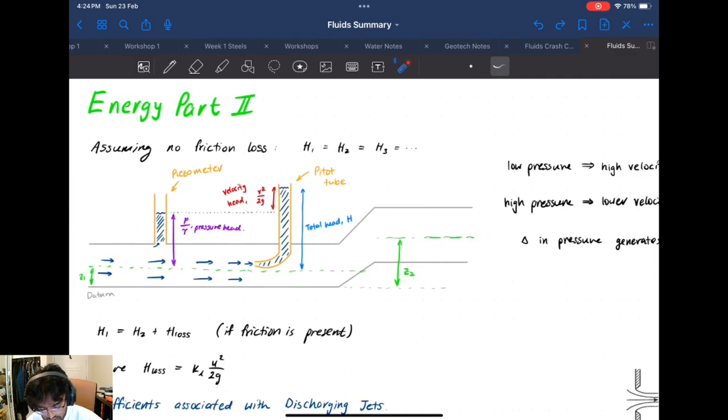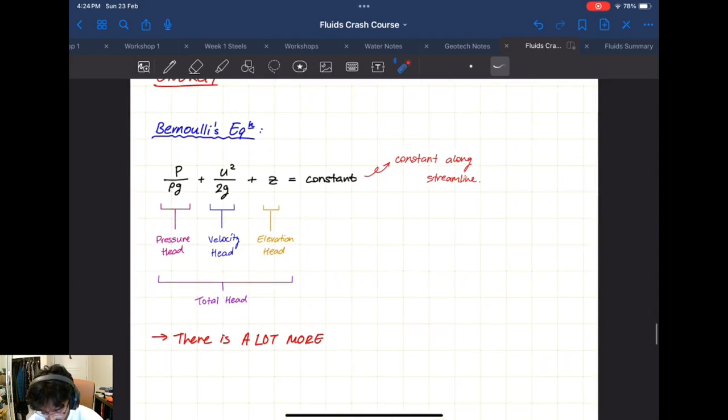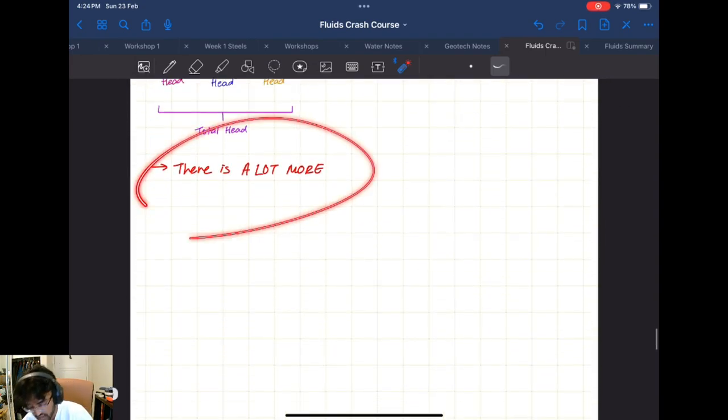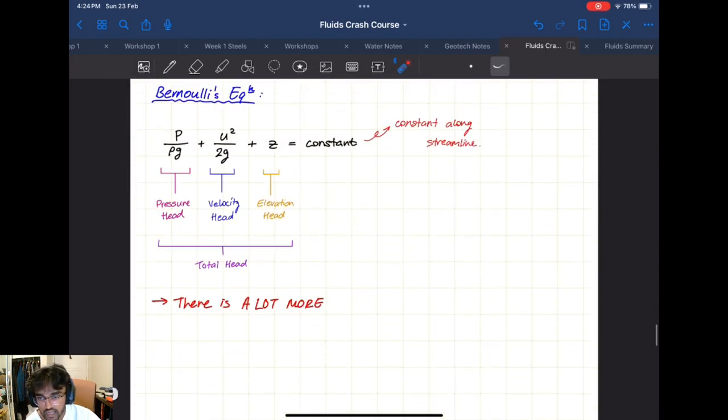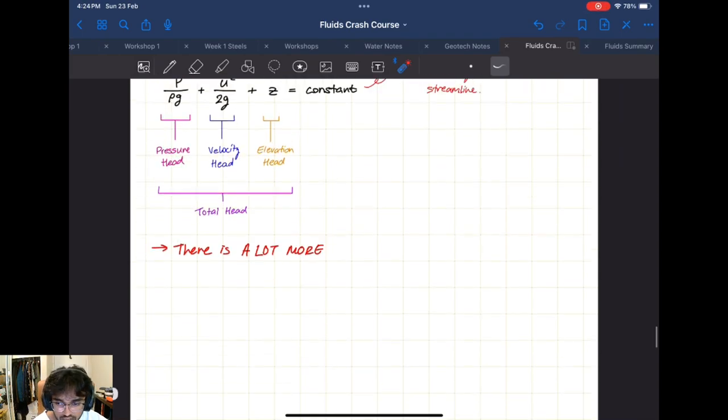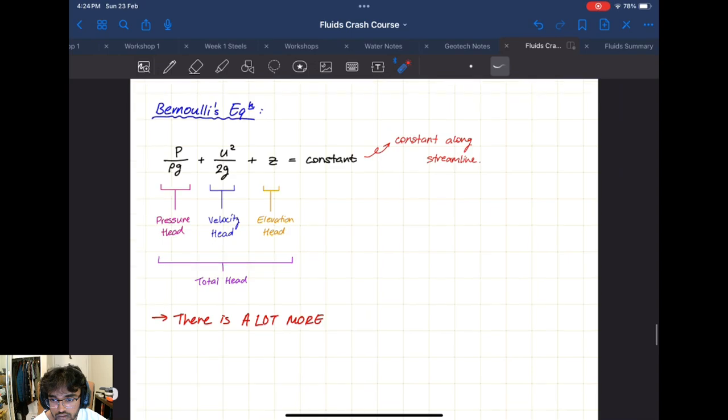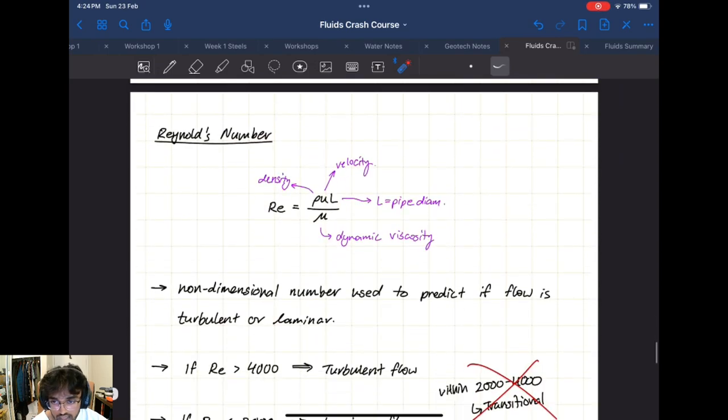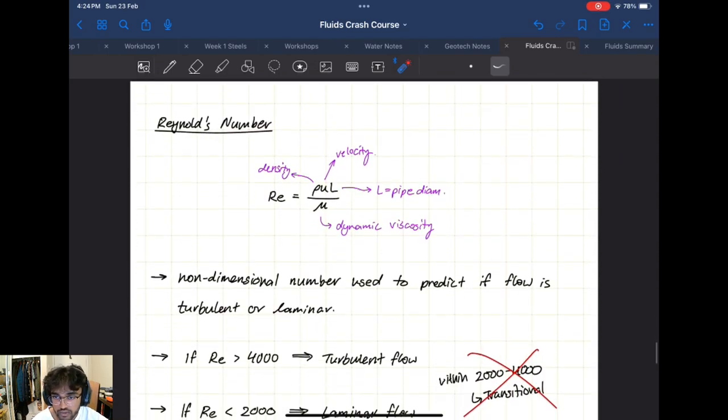I don't know, I'm just yapping right now, but you'll learn more about it later on, because there is a lot more, right? This is an introduction to the equation itself. I haven't gone through any examples, but I don't really have time to either. So one last thing I'm going to introduce you guys to is called the Reynolds number.